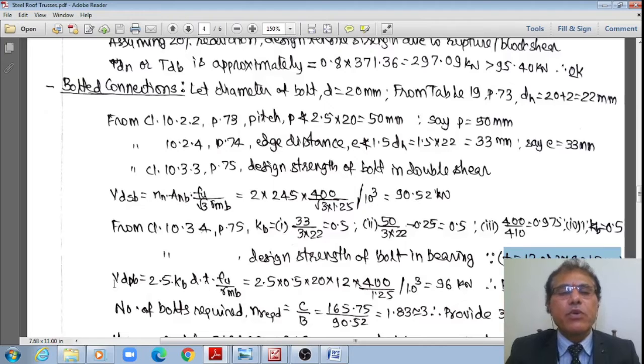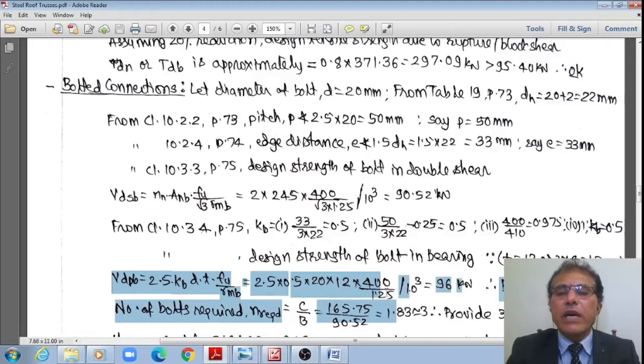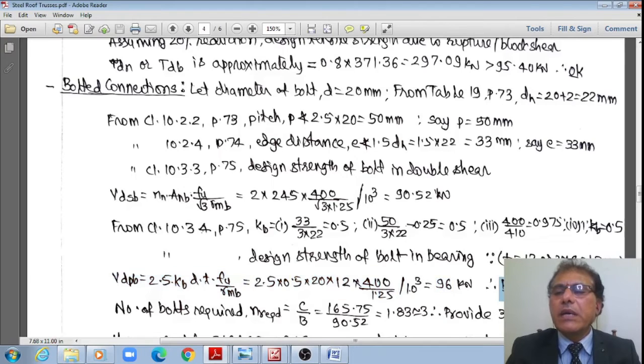Therefore, substituting into the formula, VDPB is equal to 2.5 multiplied by kb, which is 0.5, and diameter of the bolt 20, multiplied by thickness, which we have just seen is 12, multiplied by 400 divided by 1.25, divided by 10 to the power 3. It works out at 96 kilonewton. Therefore, the bolt value is equal to the least of these two, either 90.5 or 96.